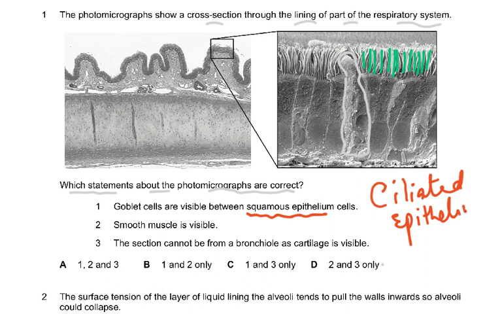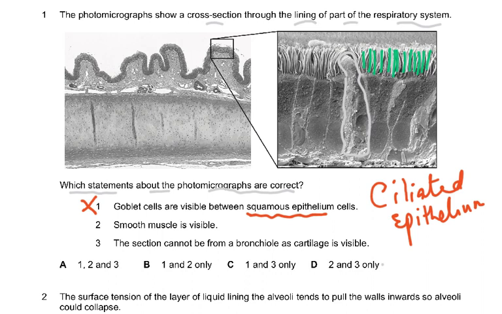So the epithelium, three different ones we studied: ciliated epithelium, squamous epithelium lining the alveoli, and then endothelium, which lines the capillaries or the blood vessels. So that is why one was wrong. Though you can see the goblet cells, they are not visible between the squamous epithelium cells. So that is why this was wrong.